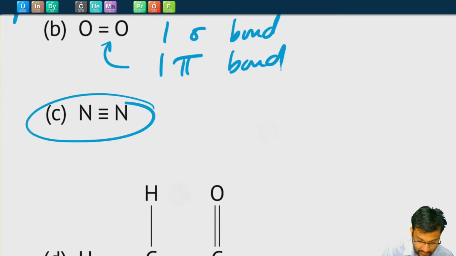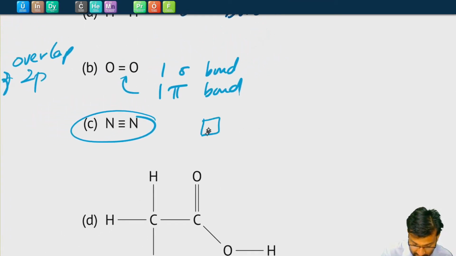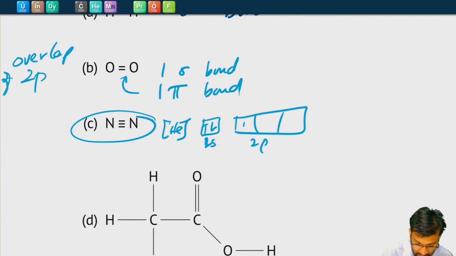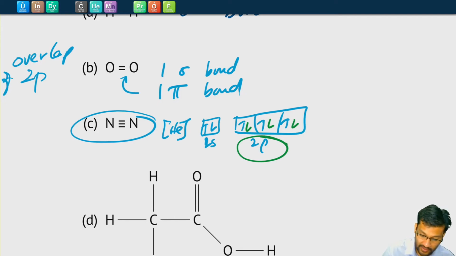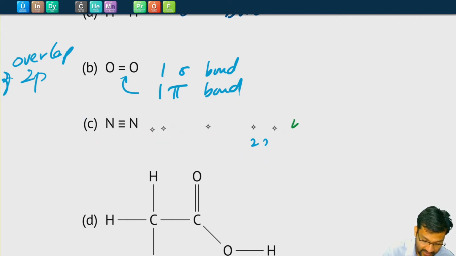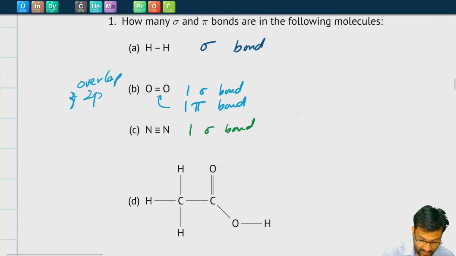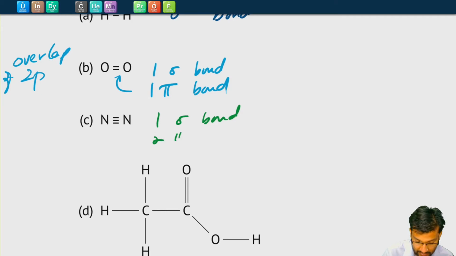Nitrogen, same situation, right? The electron configuration is going to be helium, 2s, and then 2p, kind of like this. So it could form three bonds by pairing up with three electrons from the neighboring nitrogen. It's the overlap of the 2p atomic orbitals. The first time they overlap, it's going to form a sigma bond, one sigma bond. And then the second and the third time they overlap, they're going to form pi bonds, so two pi bonds. And that's where the three bonds come from.